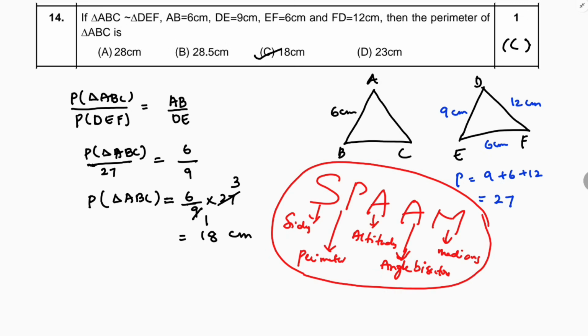The other method is you can find the other two sides, then you can add perimeter, because if triangles are similar, sides will be proportional. In that way also you can.